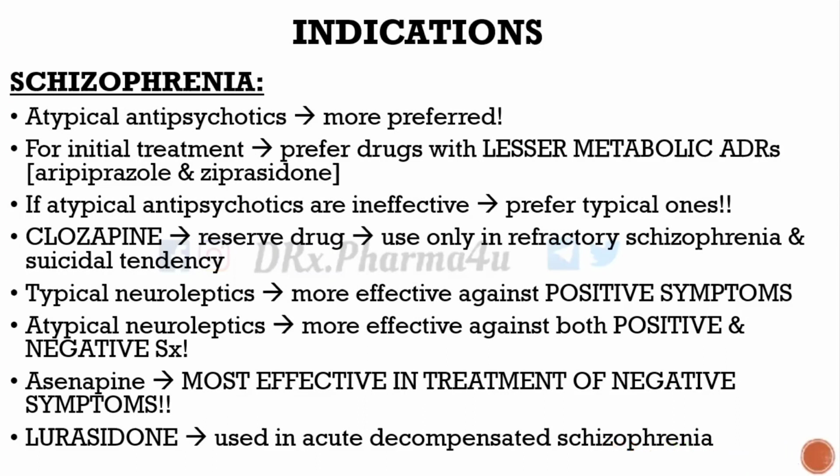So as I said before, asenapine has a problem. It has a high first-pass metabolism. So it has to be given as an orally disintegrating tablet or sublingual.